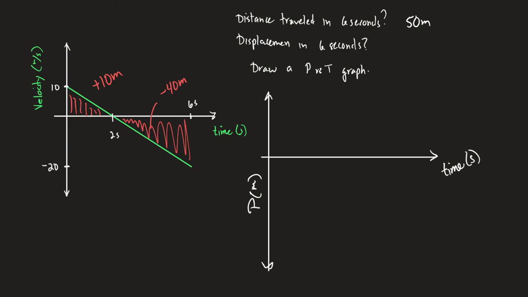Now if it goes forwards 10 and backwards 40, that's 50, not 60. There's a whole lot of you with 60 out there. I'm not sure where that comes from. I think I know, because a lot of you think that the object ended up at the negative 40 meter mark. And that's not true either. Displacement in 6 seconds, negative 30.